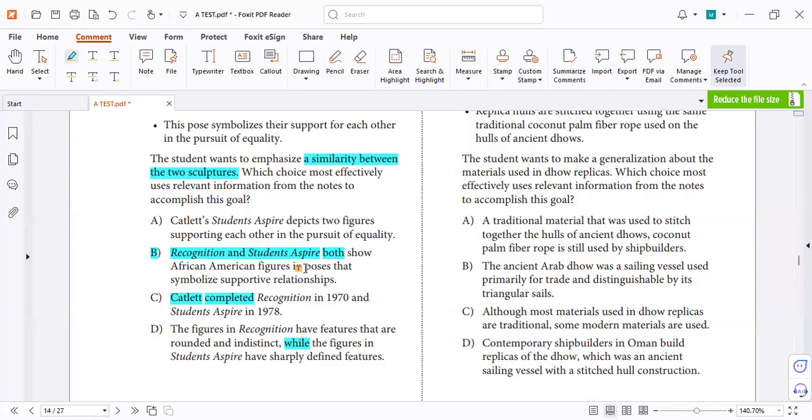But don't have memorization or rules like when we ask for similarity, find the word both. It's check. The sculptures mentioned both, clear. That's why.